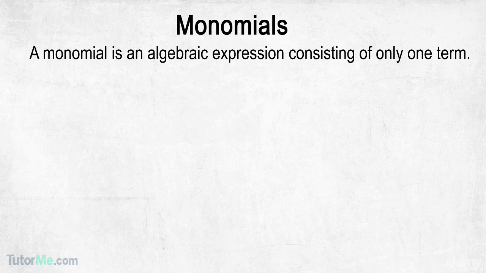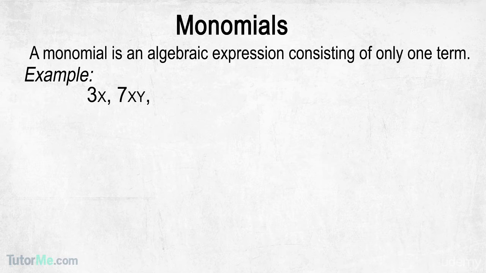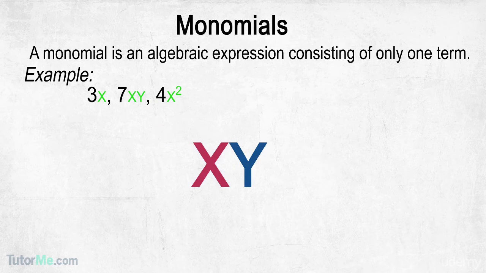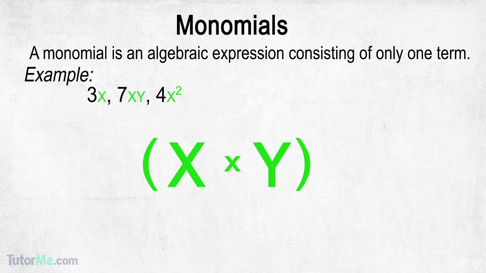A monomial is an algebraic expression consisting of only one term, for example, 3x, 7xy, and 4x squared. You can see that all these only have one variable. The one that often confuses students is xy. Yes, x and y are different letters, leading most to believe that there are two variables involved, but it acts as a monomial because they are being multiplied.